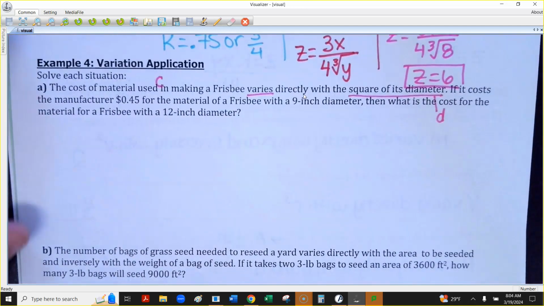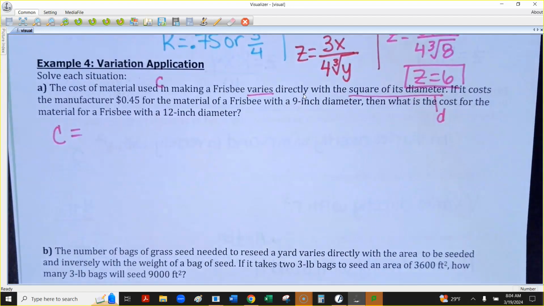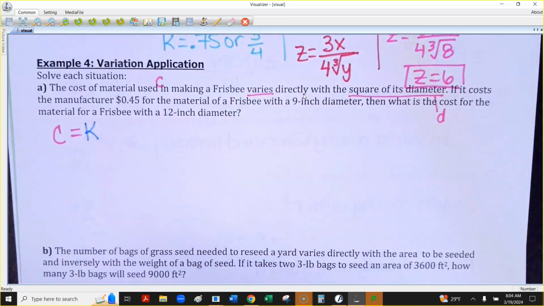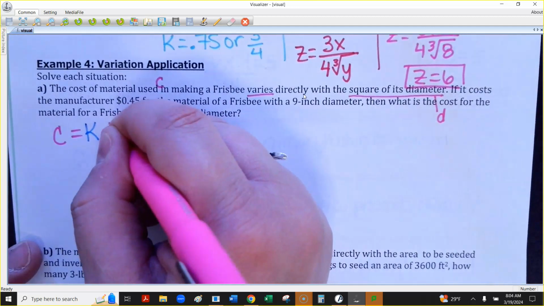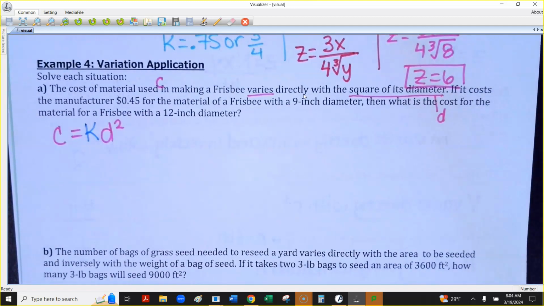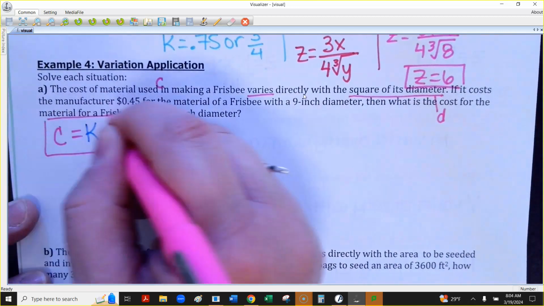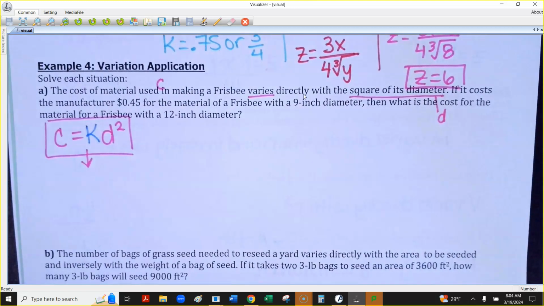Okay, so cost varies. I'm just going to put C equal. And then automatically, don't forget this because that's the main thing. K won't be anywhere in that description, so you've got to put the K in there. So in terms of this one, we're directly with the square of the diameter. So this would just be the diameter squared multiplied by your constant of variation. That would be your general setup for this.